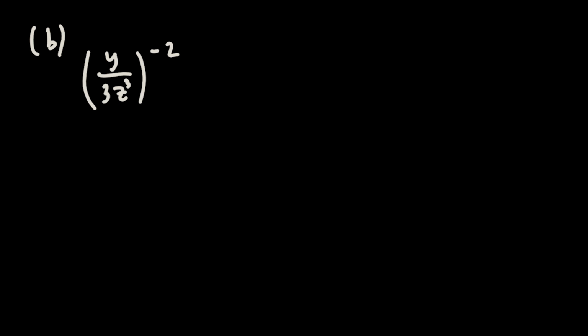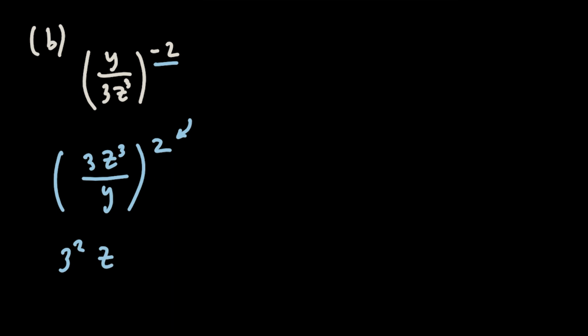Let's see part B. We want to simplify this expression, and here we have a negative power, so we can just use the negative to flip the fraction. So we will get 3z to the power 3 over y, all to the power 2. I have used the minus to flip the fraction. Now we can just distribute this 2 here. So here we will have 3 to the power 2, z to the power 3, all to the power 2, over y to the power 2.